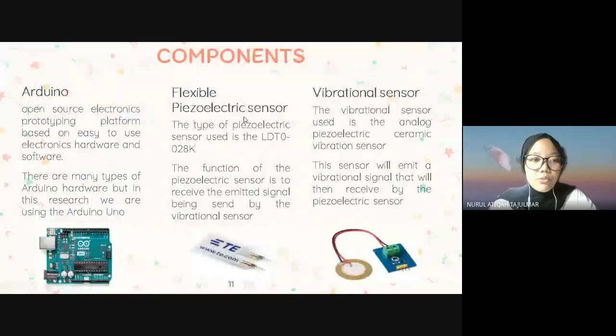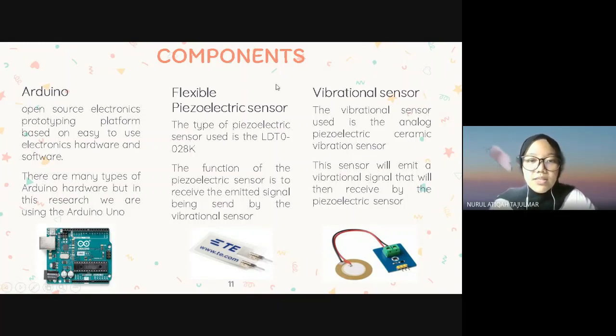These are the components that we will be using. Number one is Arduino. Arduino is an open source electronics prototyping platform based on easy to use electronics hardware and software. Normally the Arduino comes in two parts, both the hardware and the software. In this project, we use both the Arduino software and Arduino hardware. There are many types of Arduino hardware, but in this research, we are using the Arduino Uno. This is the picture of the Arduino Uno.